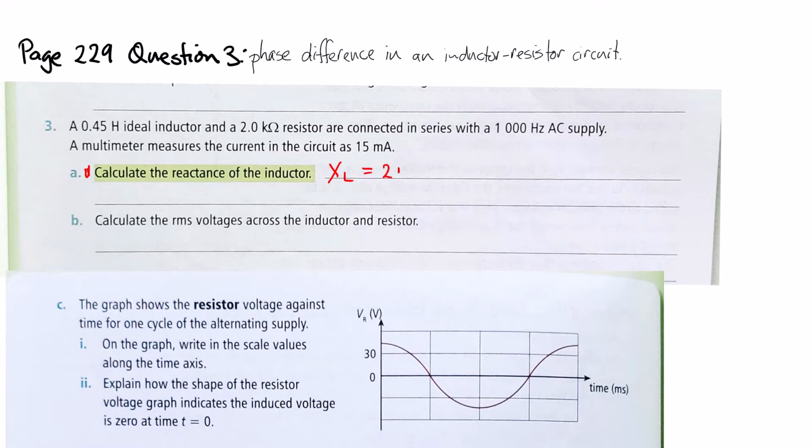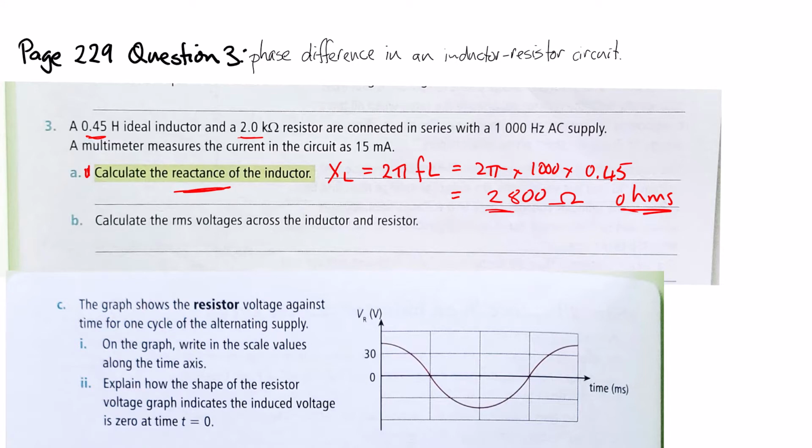XL equals 2 pi FL equals 2 pi times frequency 1000 times inductance 0.45, so that equals 2800, and again we measure it in ohms because reactance is an impedance, a resistance to the flow of current. And note, we can only have 2 significant figures. That's why we've cut it down to 2800.